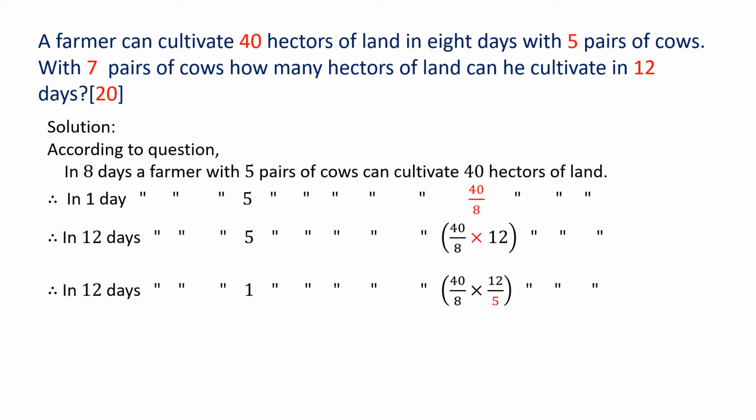So I must divide 12 by 5 hectares of land, because when I'm with 1 pair of cows, my cultivable land will be much less than when I have 5 pairs of cows. That is why I actually divided 12 over 5.